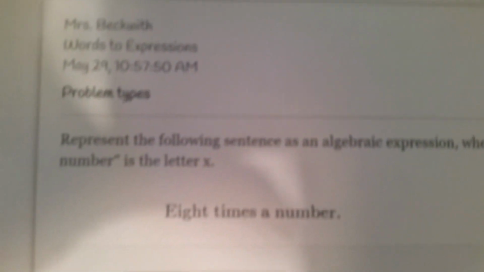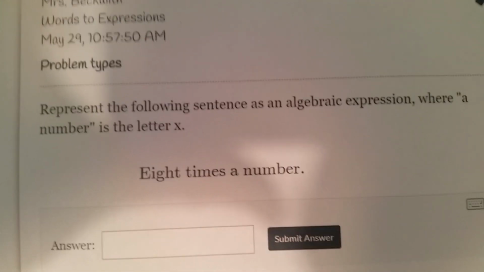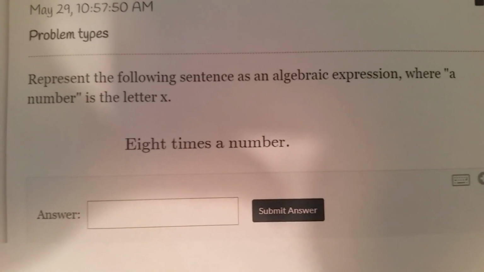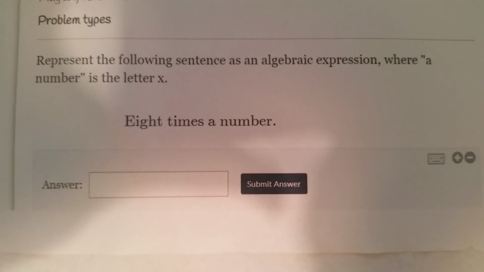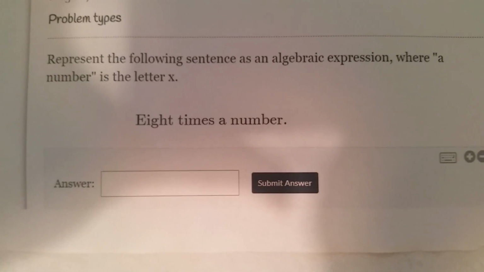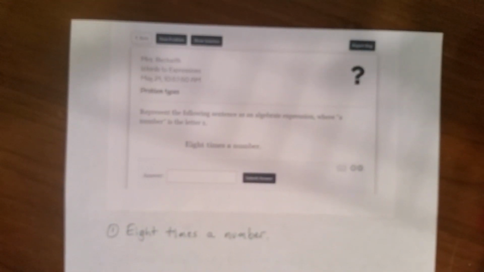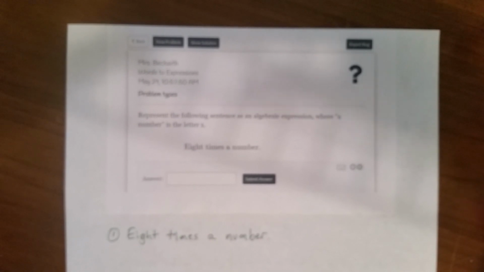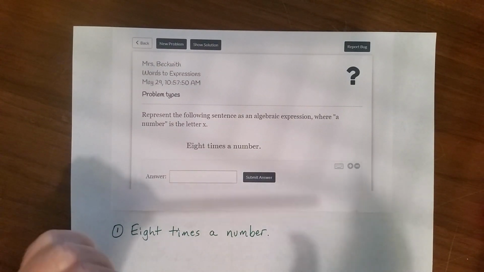Let me refocus. Okay, as you can see, it says represent the following sentence as an algebraic expression where a number is the letter x. So here it's asking for 8 times a number. Okay, let me show you how this goes. There we go. Okay, 8 times a number.